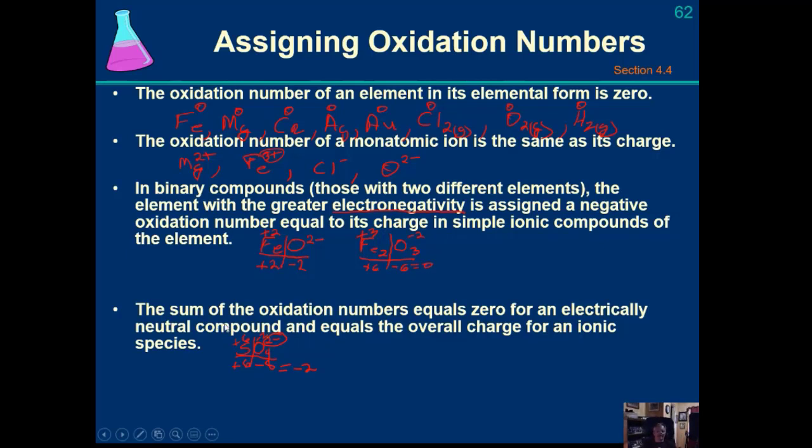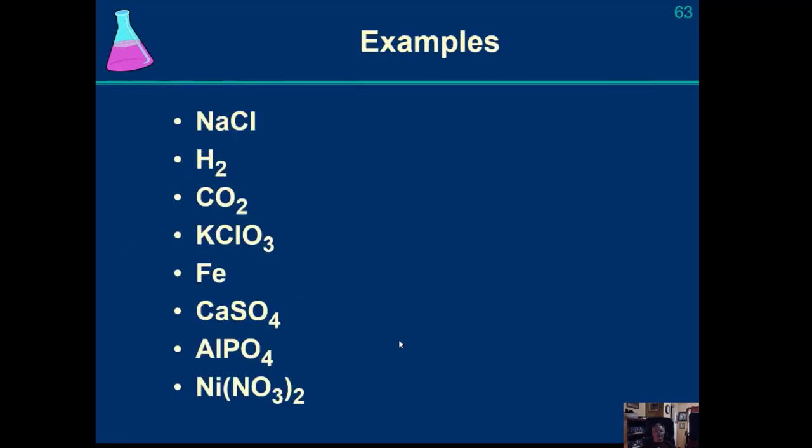So that's what we mean when we say the sum of the oxidation numbers equals 0 for an electrically neutral compound and equals the overall charge for an ionic species. Sulfate is ionic. That means it has a charge on it. So here are some examples. I'm going to go ahead and work each of these for you.